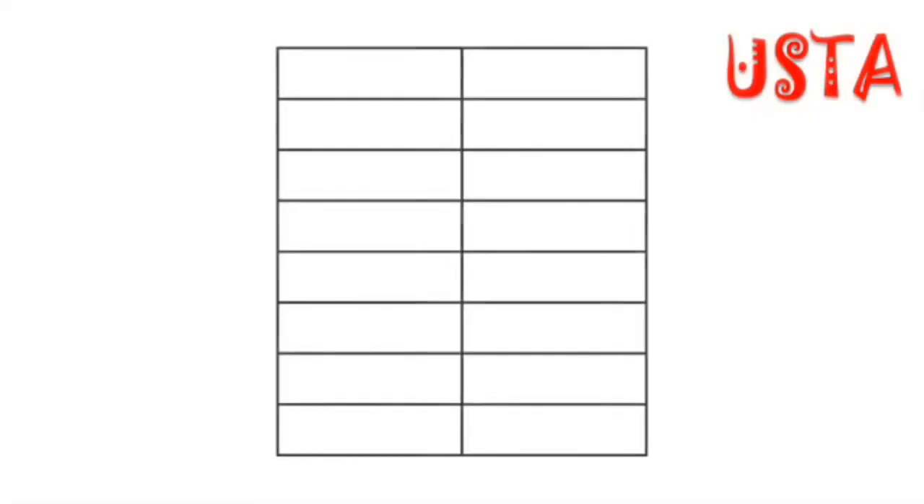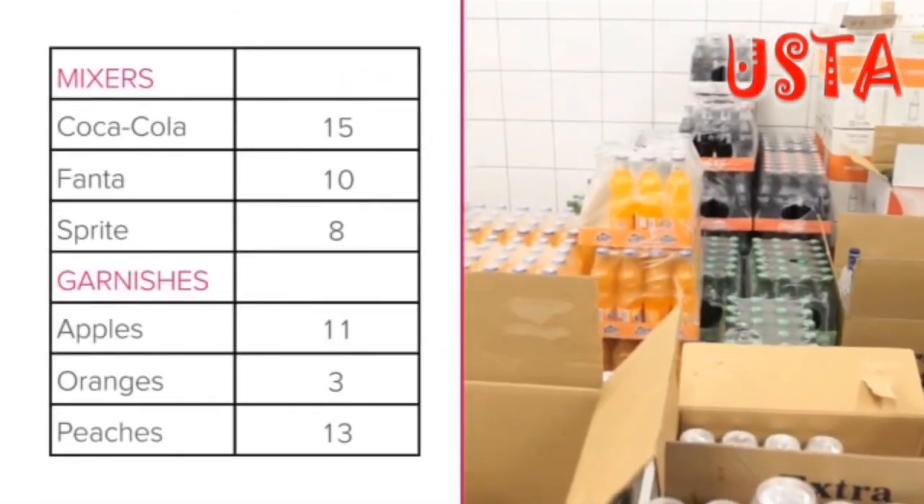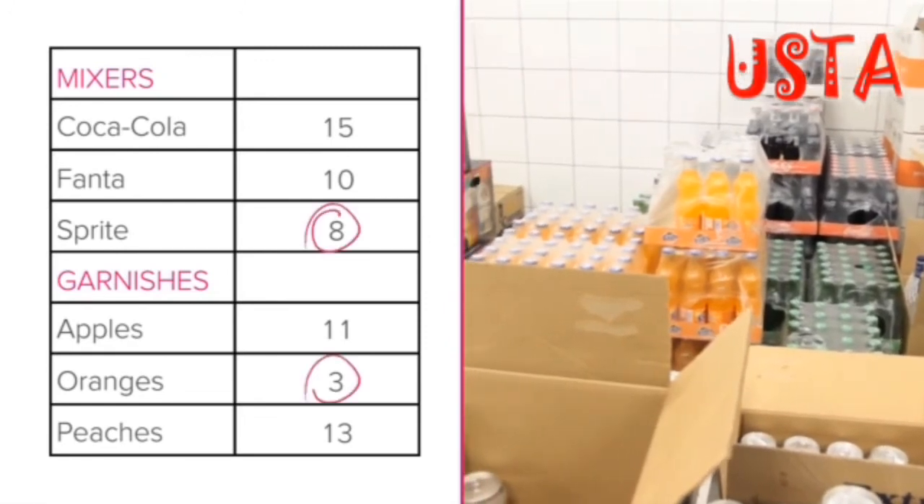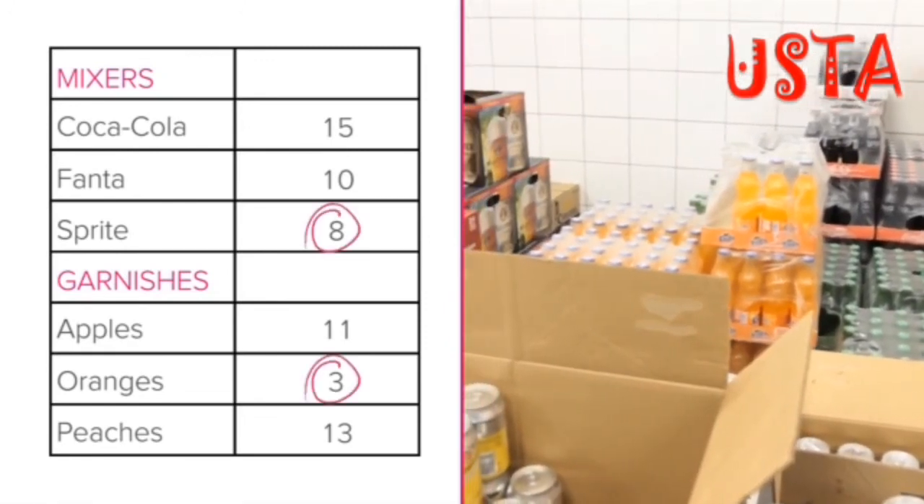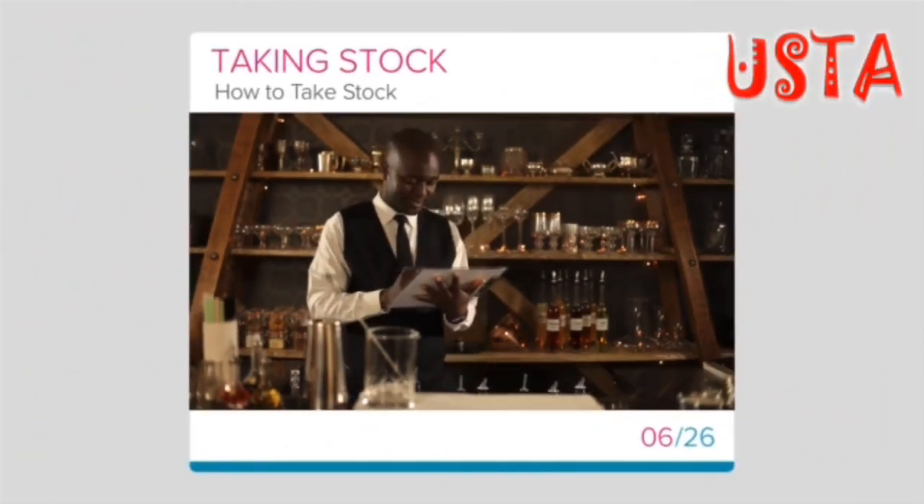A quick test. If the same restaurant in the earlier example has 15 Coca-Colas, 10 Fantas, 8 Sprites, 11 apples, 3 oranges, and 13 peaches, how many of which items will need to be ordered? Yes, at least 2 Sprites and at least 7 oranges will need to be ordered. Well done on completing this lesson on stock taking, and enjoy putting this knowledge to use.